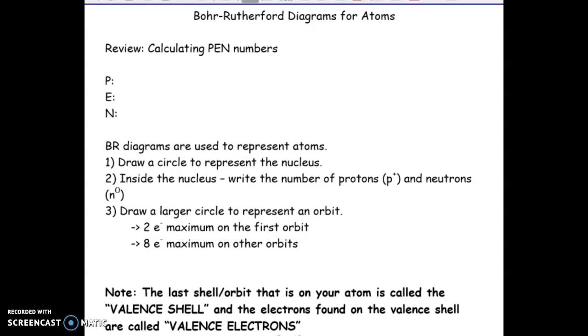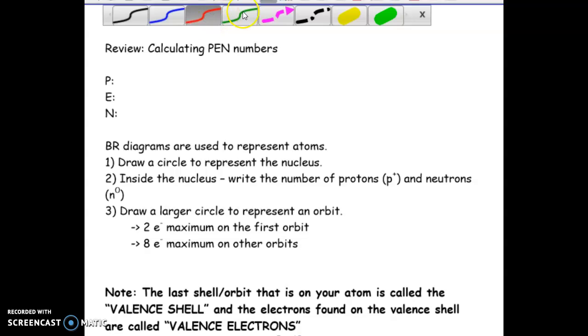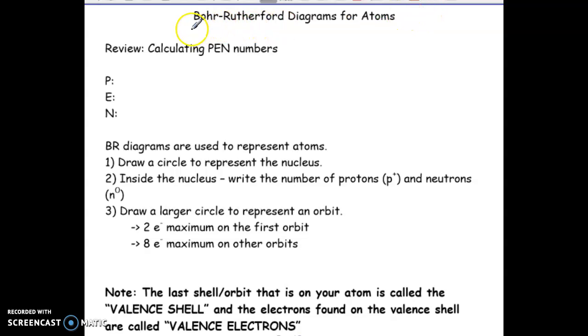Okay, so the type of diagram I'm going to show you first, there's two types I'm going to show you. One is called a Bohr-Rutherford diagram. Or we can just use BR for short. The reason why it's called a Bohr-Rutherford diagram is because it combines the ideas that both Bohr and Rutherford discovered. With Rutherford, we have the nucleus, and with Bohr, we have the energy levels, or the shells, or the orbits. So we're going to show both. We're going to show the nucleus, and we're going to show the electrons in their energy levels.